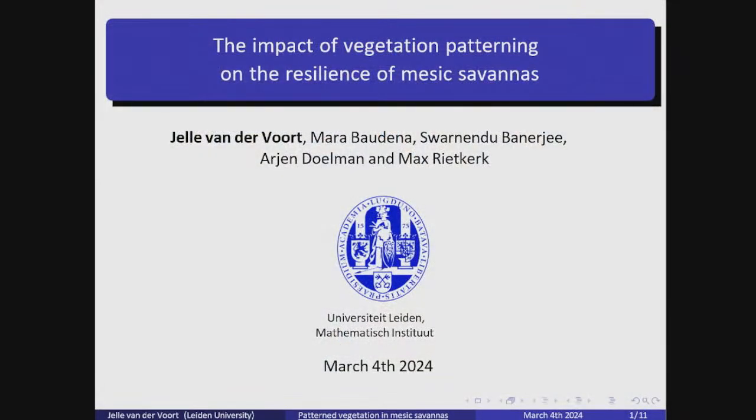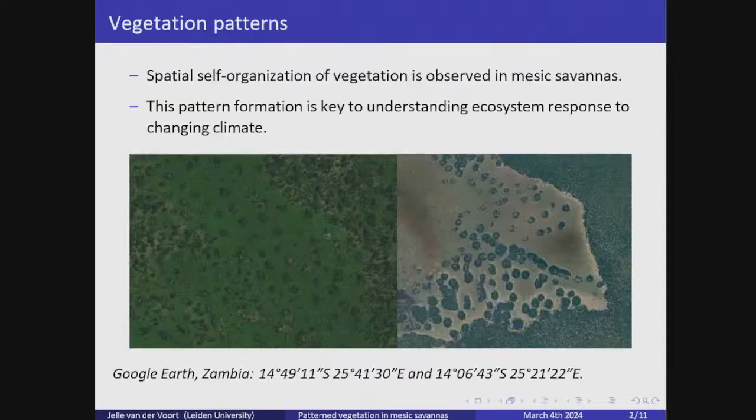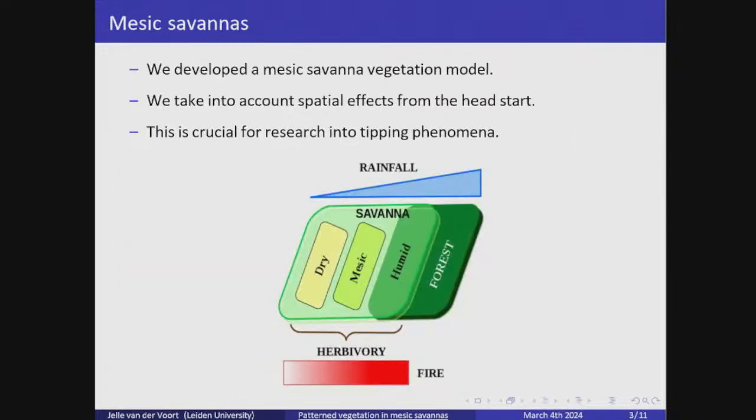So hello. Today I will talk about vegetation patterning in mesic savannas. Let's dive into it with some observations. In the picture on the right-hand side, we see a natural boundary between a savanna and a grassland, which is already a form of spatial self-organization. And in the grassland, we also see these patches of savanna trees. It's a type of vegetation patterning. The goal of our research is to discover the mechanisms behind this pattern formation, and also discover how it influences ecosystem resilience. For this, we developed a new mesic savanna model.